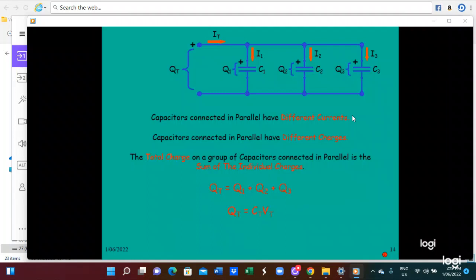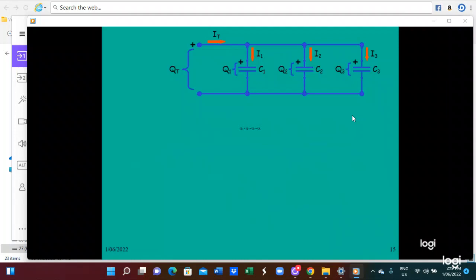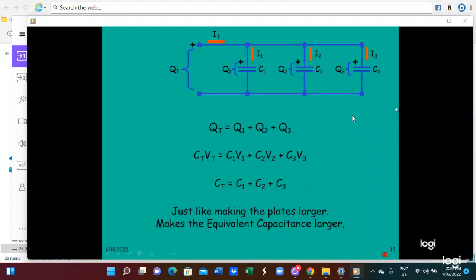So therefore, QT equals CT multiplied by VT. QT equals Q1 plus Q2 plus Q3. Now CT VT equals C1 V1 plus C2 V2 plus C3 V3. So CT equals C1 plus C2 plus C3. Just like making the plate larger makes the equivalent capacitance larger.